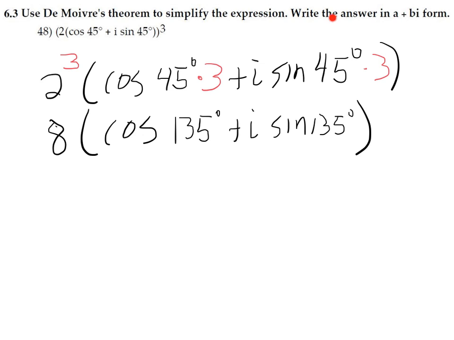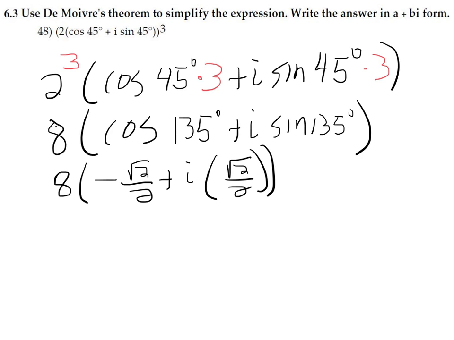However, they wanted us to write the answer in a plus bi form. So we evaluate the sine and the cosine inside. Then we'll distribute the 8 from the outside. 135 degrees is a 45-degree reference angle in quadrant 2, where cosine is negative, square root of 2 over 2, plus I, and sine is positive, square root of 2 over 2.